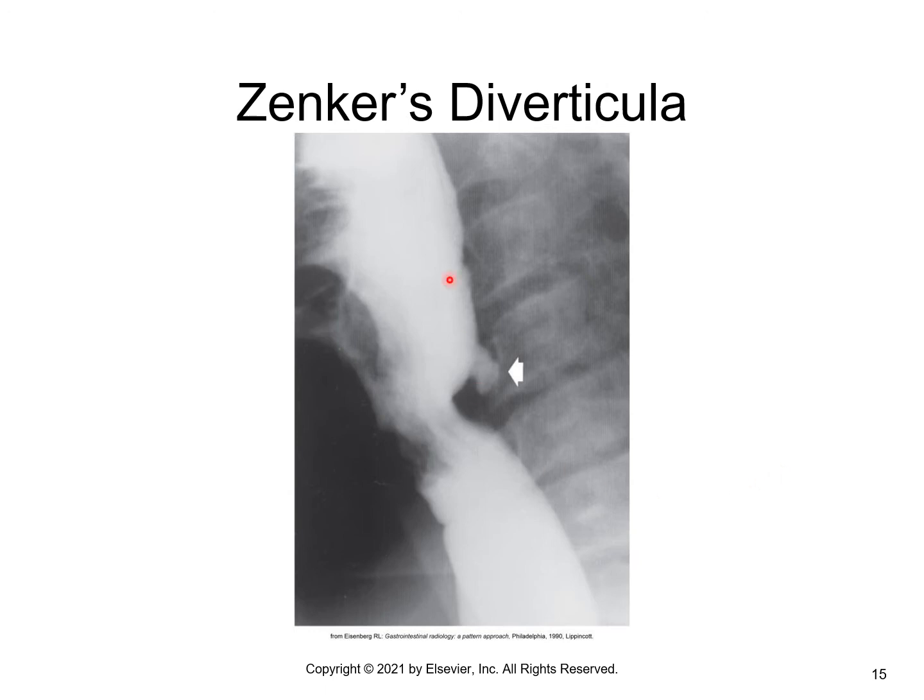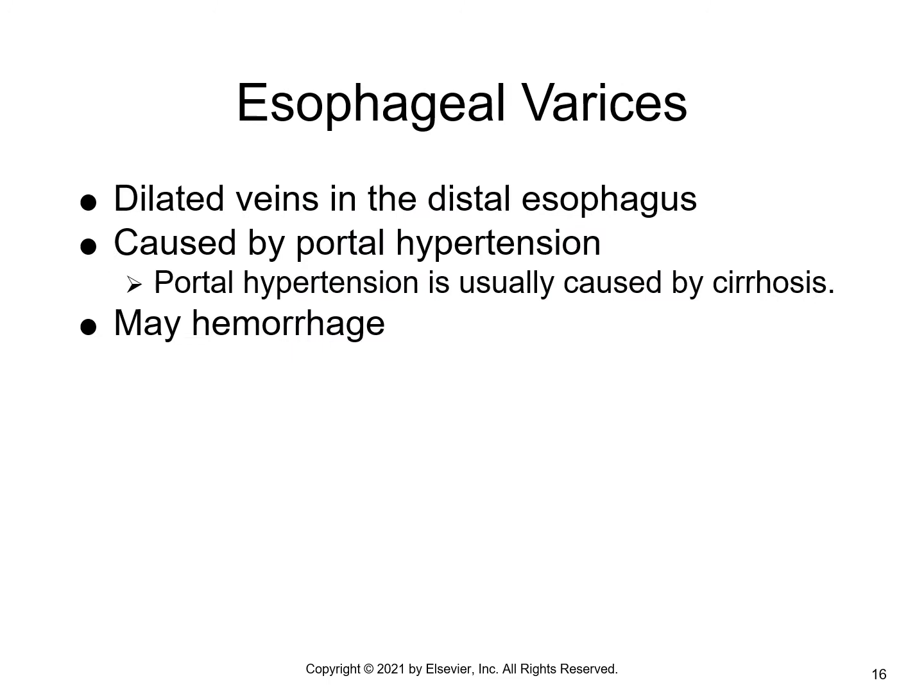Here's an example of a Zenker's diverticula, and you see it here with a nice outpouching in the cervical or thoracic region. Esophageal varices are very fascinating. These are dilated veins in the distal esophagus, and they can sometimes be appreciated on your barium swallows, but usually it's going to be in the later stages of the disease.